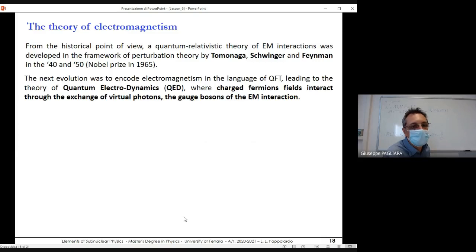Now, the next evolution was to encode electromagnetism in the language of quantum field theory, leading to the theory of quantum electrodynamics, or QED, where charged fermion fields interact through the exchange of virtual photons, which are the gauge bosons of the electromagnetic interaction.